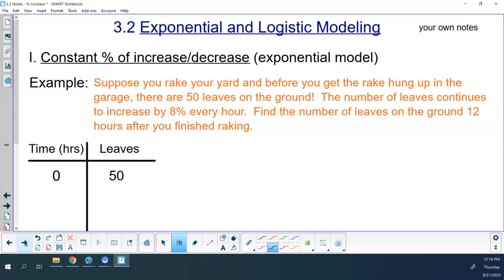Alright, so let's say you go outside, you rake your yard. Okay? So then you take the rake, and you go into the garage, and you're going to hang your rake, because you always put your tools back where you got them, because then the next person knows where to get them. Okay? So you go back, you hang up your rake, you turn around, biscuits and gravy, there's 50 leaves laying on your yard.